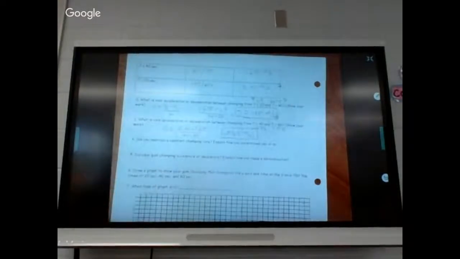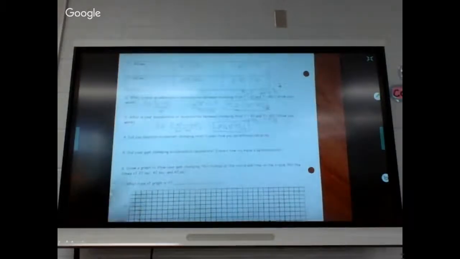You do 60 minus 40. Yes, you did. 60 minus 40. And then divide. Yes. Now, if you notice mine, I decelerated and then I accelerated.